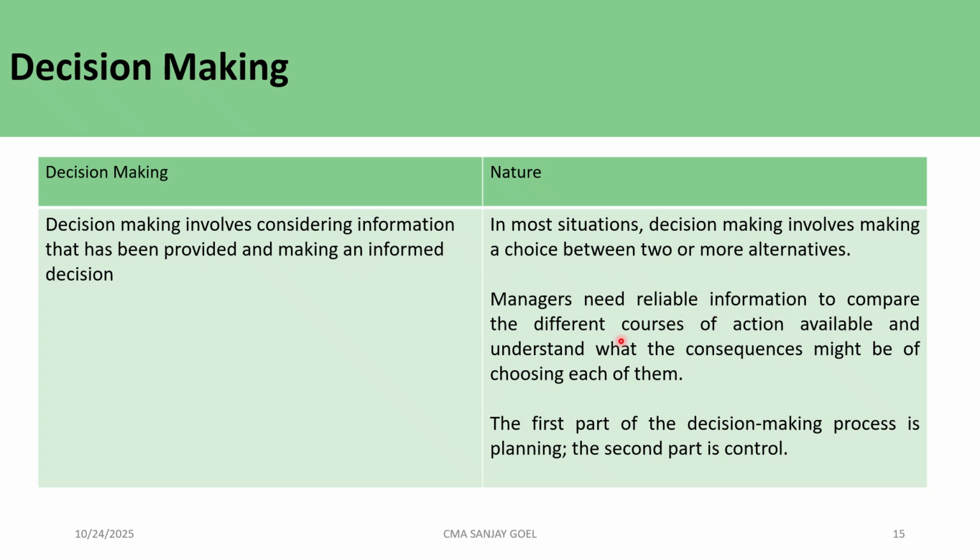reliable information to compare the different courses of action available and understand what the consequences might be of choosing each of them. It means when a manager takes a decision among more than two alternatives, he should know, if he takes one of them, what will be the consequences of that decision? What will be the action to be taken on the alternative choice?